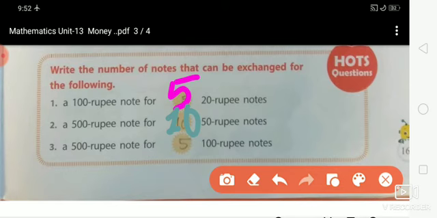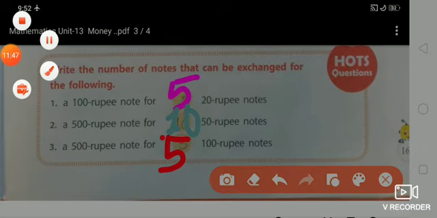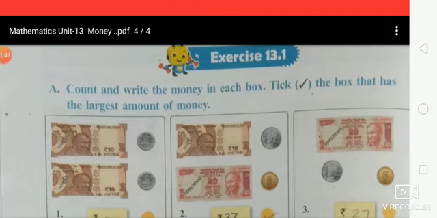Now third one, a 500 rupees note for 100 rupees notes. So 5 notes of 100 rupees equal 500 rupees. Is that clear? Now come to exercise number 13.1.